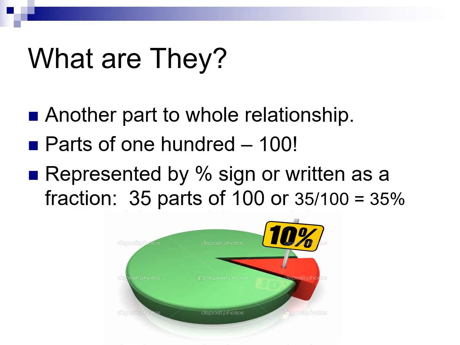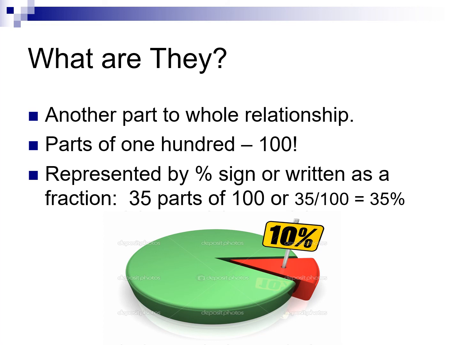Alright, so what are percents? So again, it's another way of looking at a part to a whole relationship. Okay, so the parts of 100 is basically always your denominator when we're talking about percents. Okay, so again, I'm sure you all know the percent sign. So if we're looking at 35% there at the very end, the different ways of looking at that are 35 parts of 100 or 35 over 100, which equals 35%.